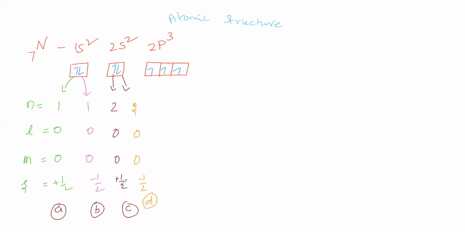Next we will compare D and A. Spin quantum number is different. Principal quantum number is different. Therefore two quantum numbers are different for this. Next we will see this one. Suppose it is 2px. Then we will take it is 2py. We will take this 2pz. Okay.